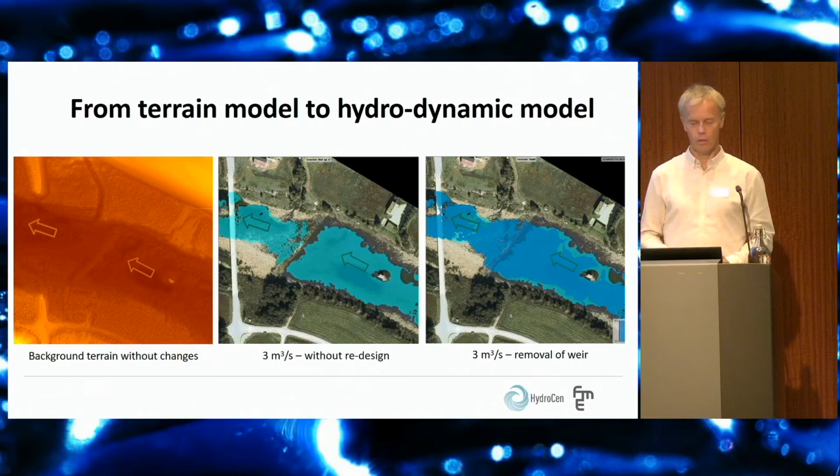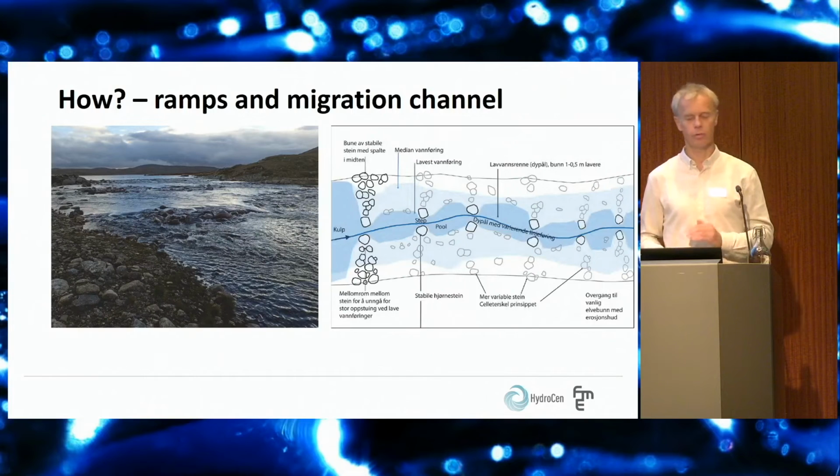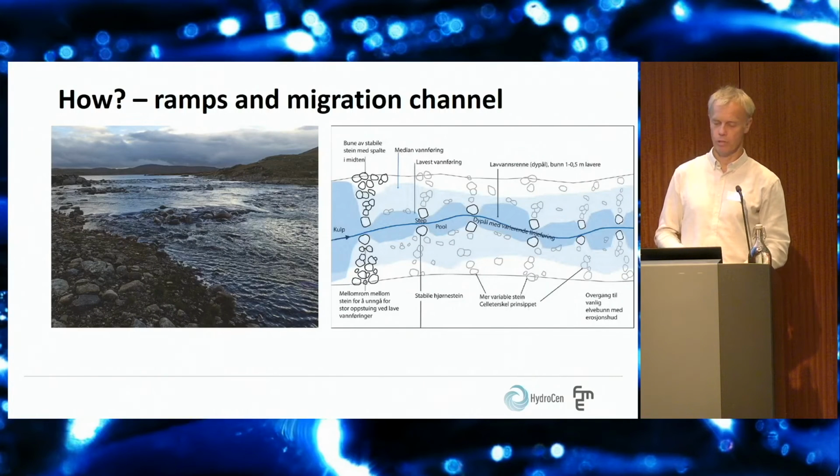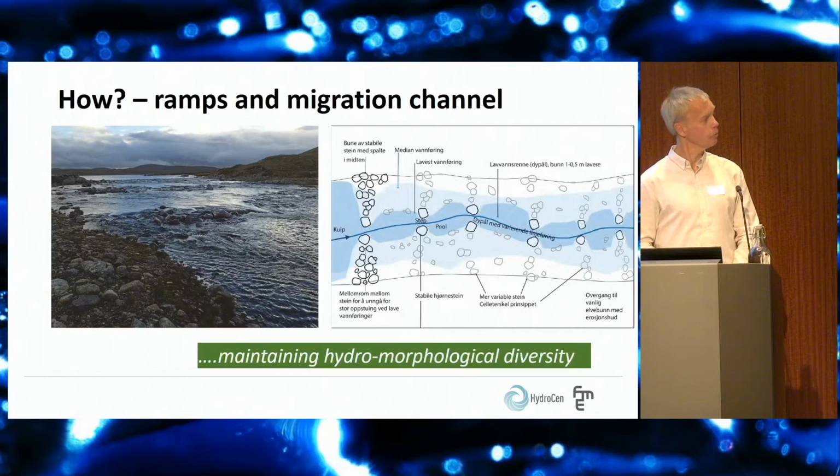Well, I don't have the final results here, but the principle is shown here, that you may make more diverse ramps and channels. Instead of one big weir, you have different ramps, and you can see from the illustration how to do it. And it maintains some hydromorphological diversity, which is a word to remember. We need diversity, not only biodiversity, we need also hydromorphological diversity.